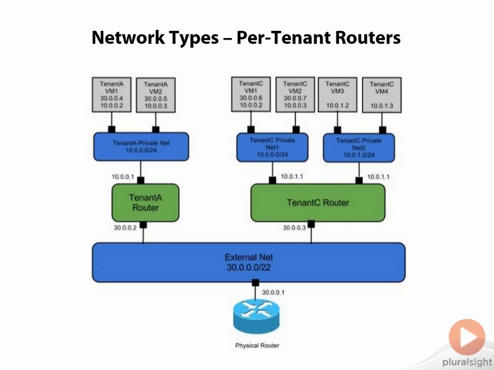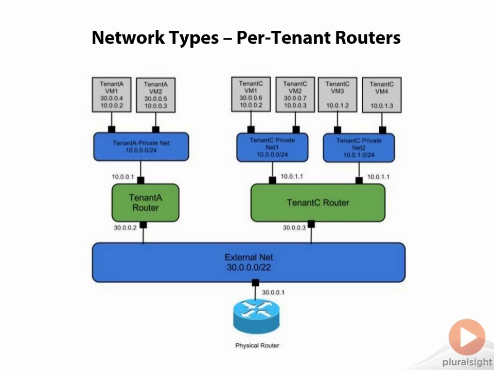30.0.0.3. Now, you're going to notice when you look at the tenant IP addresses, this is where it gets really exciting. Take a look on the upper left-hand side, tenant A VM2. On their private range, they've been given 10.0.0.3. Now, slide over to the right a little bit, and you'll notice that tenant C also has 10.0.0.3.